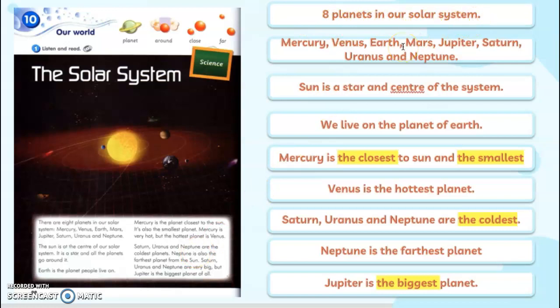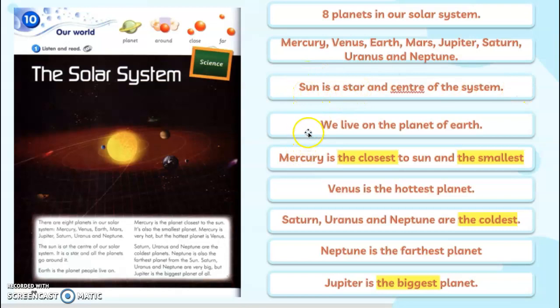What are the planets? There are Mercury, Venus, Earth, Mars, Jupiter, Saturn, Uranus, and Neptune. These 8 planets are written in a sequence. The Sun is a star and the center of our solar system. Sun is not a planet, it's actually a star.